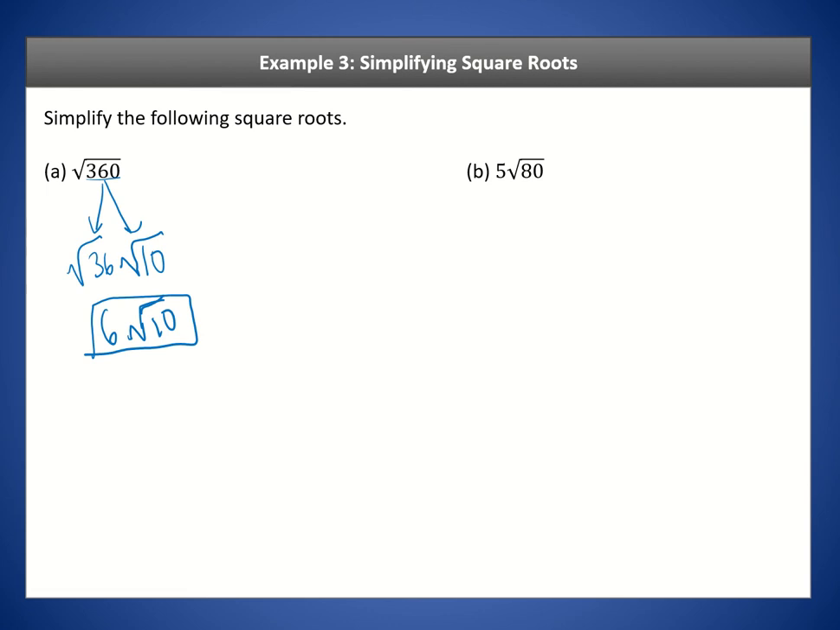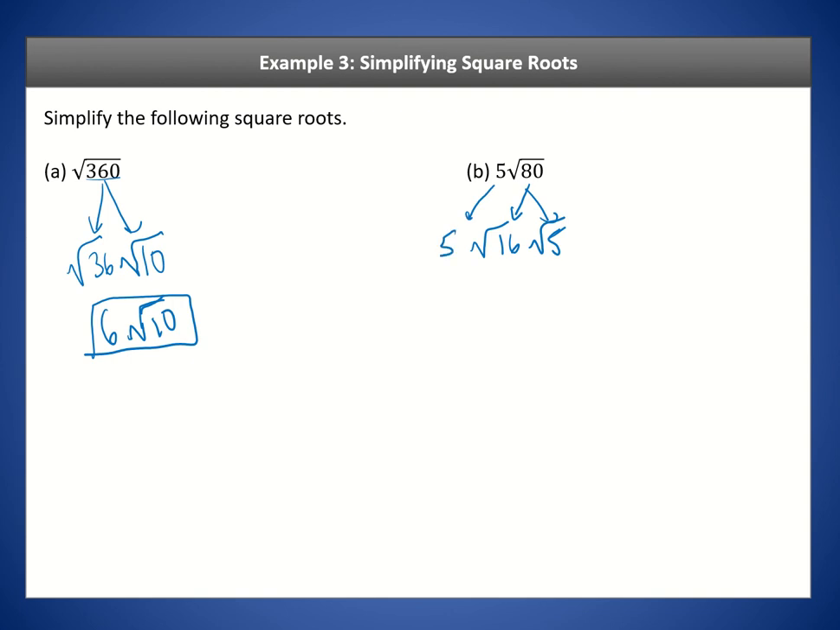Now for the second one, we have a 5 on the outside, but we want to focus on the 80. If you look at the perfect squares, we know that for sure 8 goes into 80, but we also know that 16 goes into 80. So we're going to do 16. We want to choose the biggest perfect square for this, so that we save ourselves some work. So we know that this is 16 times 5, so the square root of 16 times the square root of 5. And then we're going to bring down this 5 beside it.